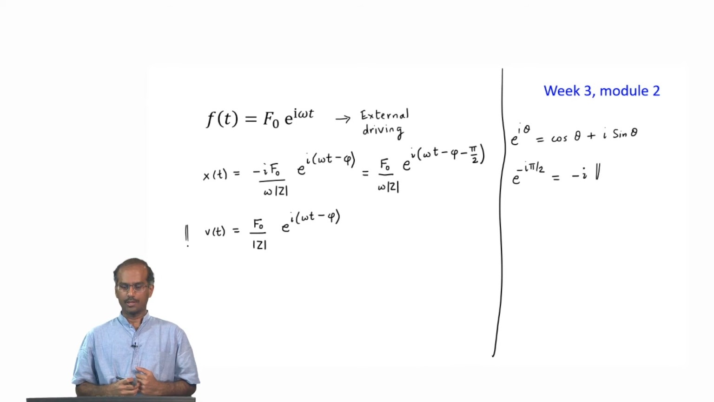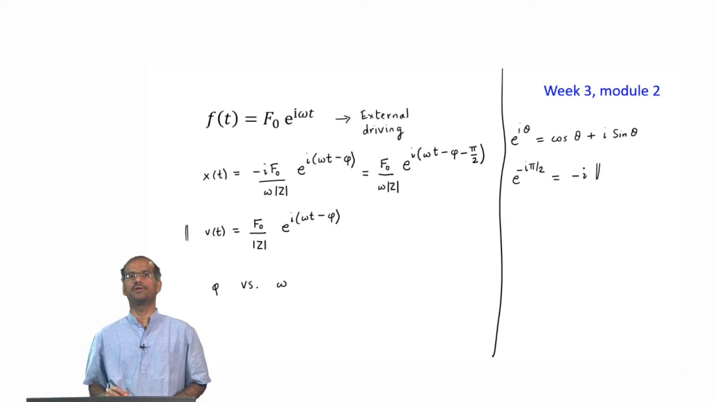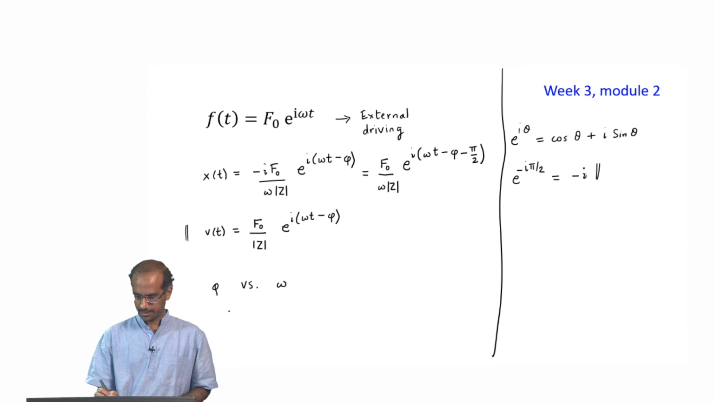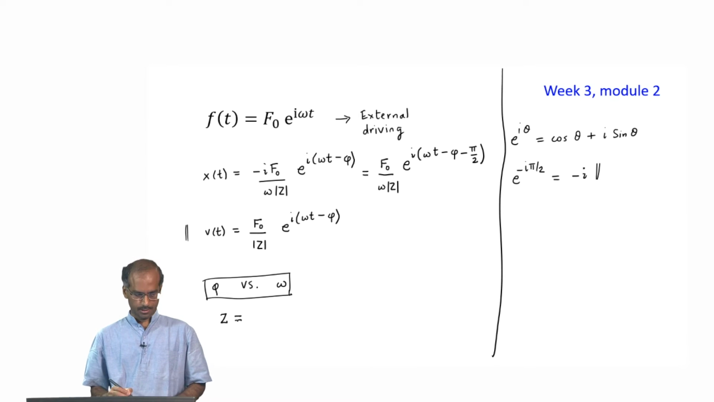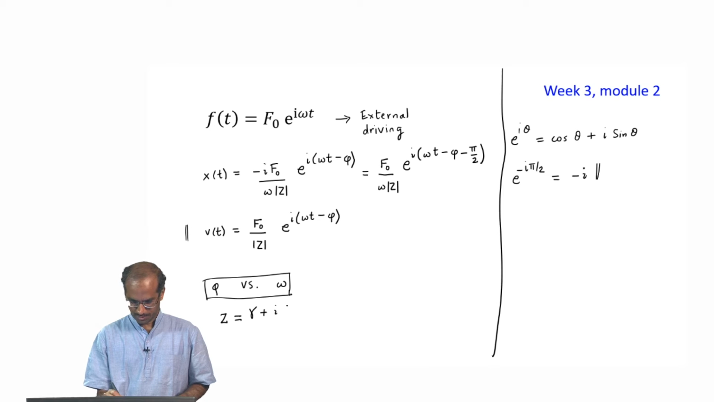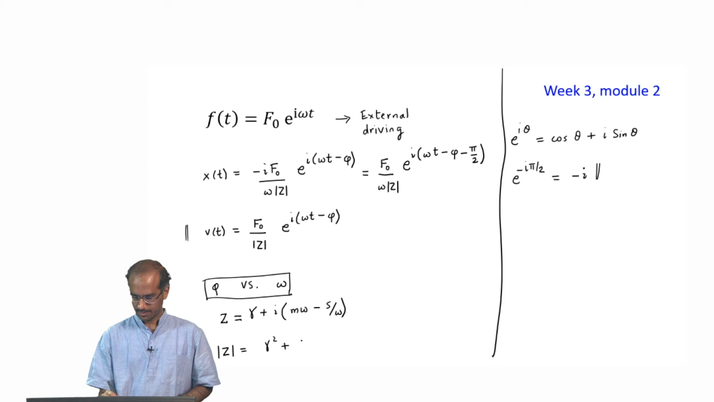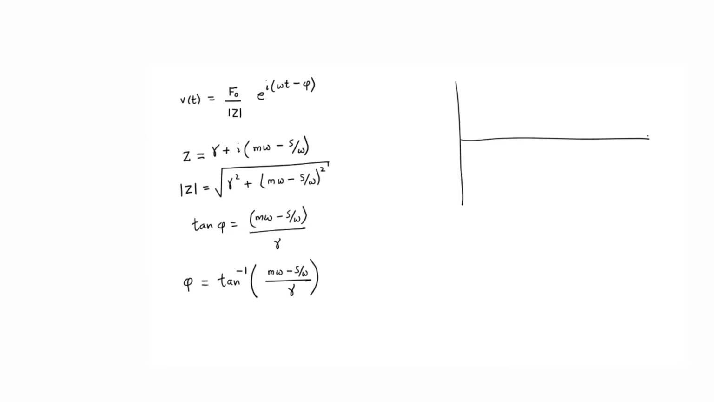We would like to look at the phase factor phi as a function of driving frequency omega. To do that, and also to remind you, let me write the expression for z. To do that I need to know what z is, and z is gamma plus i times (m omega minus s by omega), and the modulus of z is equal to the square root of gamma square plus (m omega minus s by omega) whole square. So, let us see first what would be the range of phi.